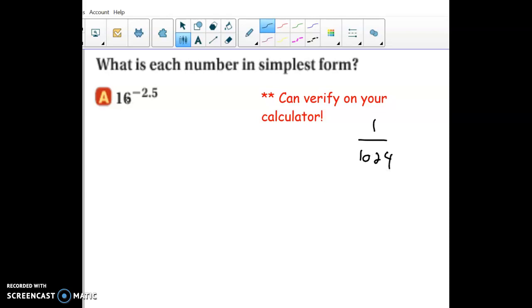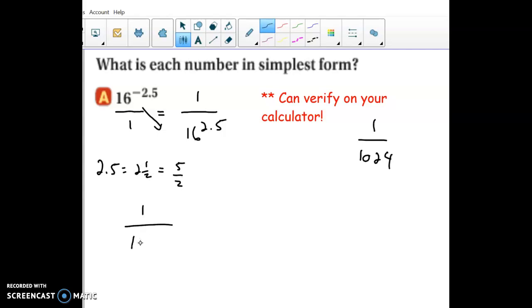But if this had an x in it or something, you couldn't just use your calculator. So let's see if we can do it with the rules. First thing is to remember what a negative exponent does: you move it down and make it positive. So 16 to the negative 2.5 is like 1 over 16 to the positive 2.5. That's how you deal with a negative exponent, you just move it from the numerator to the denominator, or vice versa. Next is to know that 2.5 is really like 2 1/2, which is really 5 divided by 2. 2 is 4 halves plus 1 more half, so we have 5 halves. So I'm going to rewrite this as 1 over 16 to the 5 halves.